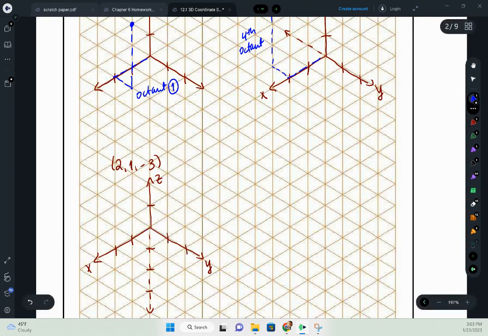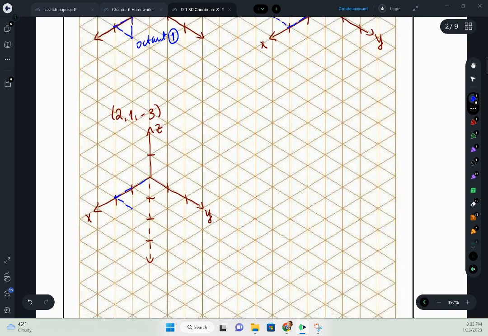All right, we'll go out by 2 again for the x value. We'll go over by 1 again for the y value. But now for the z value, we will go down by 3. That's 1, 2, 3. Here's my point. It looks like this is in the 5th octant. It is downstairs.